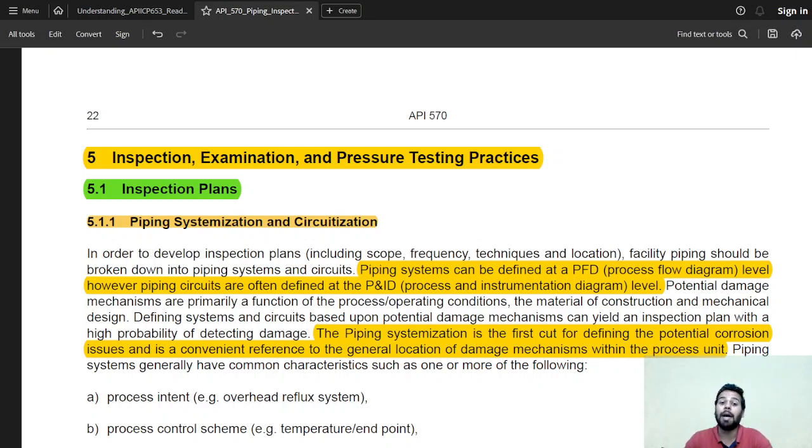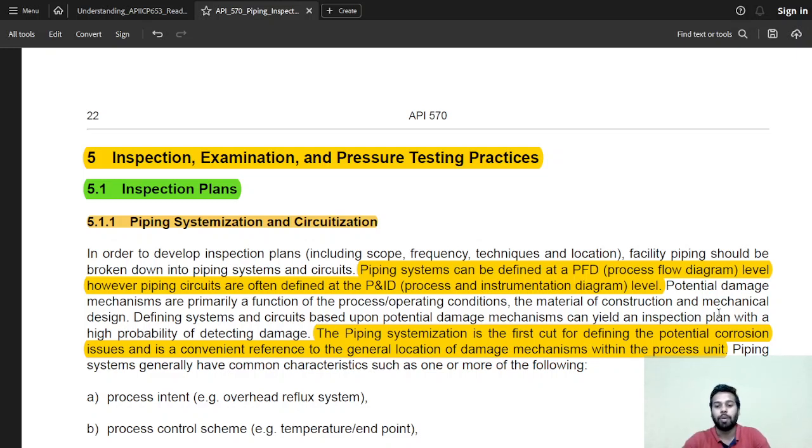Potential damage mechanisms are primarily a function of the process and operating conditions. That means what kind of process it is. If it's a pipe that is carrying caustic, or hydrochloric acid or something like that, it is primarily a function of the process and operating conditions, the material of construction and the mechanical design. Defining systems and circuits based upon the potential damage mechanism can yield an inspection plan with a high probability of detecting damage. Piping systemization is the first cut for defining potential corrosion issues and convenient references to the general location of damage mechanisms within the process piping unit.